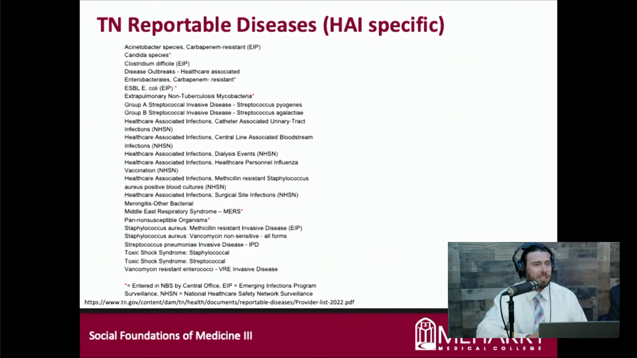What I don't see on here is flu or those things. Are they there? No, so at the bottom there is a link, for when you get the slides, to the whole reportable list. These are just the healthcare-specific ones, the ones that fall in our domain of healthcare-associated infections. There's a bunch of other ones not on here: HIV, some hepatitis, those more in the STI field, as well as some vaccine-preventable diseases, some measles, some flus.